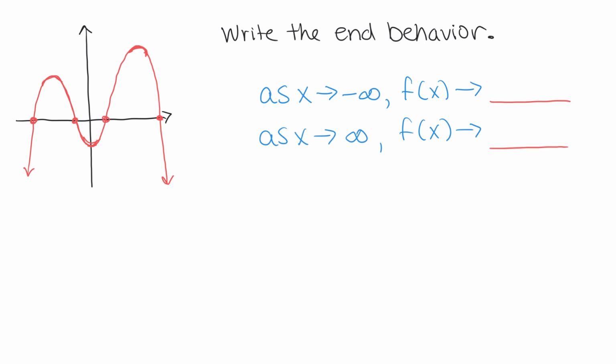Okay, so hopefully you got: as x approaches negative infinity, f of x is approaching negative infinity. And as x approaches positive infinity, f of x is approaching negative infinity as well. As x approaches negative infinity, that's your left side. What's happening? It's going down, so I put negative infinity. On the right side, as x approaches positive infinity, my y values are going down, so I fill it in with negative infinity.